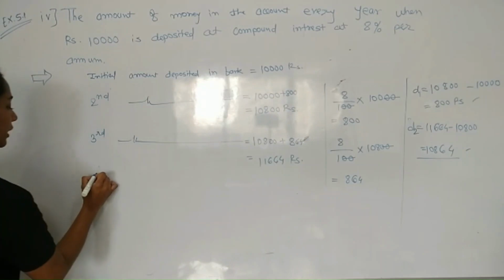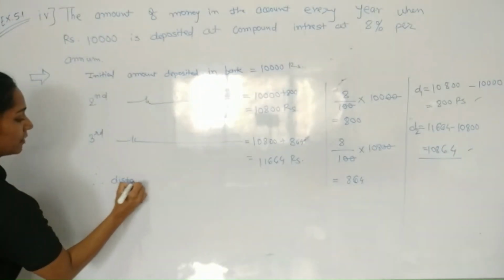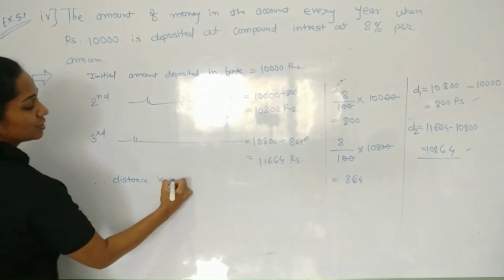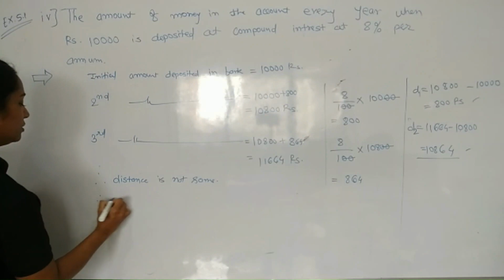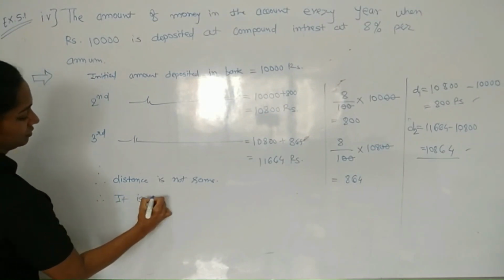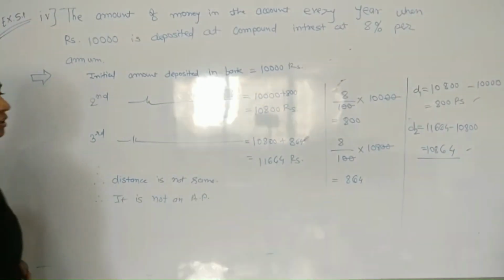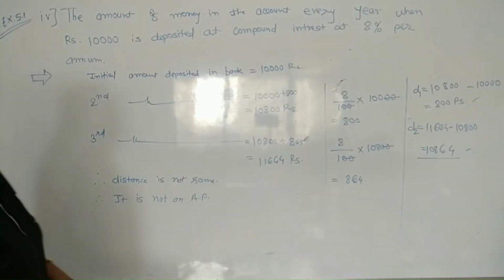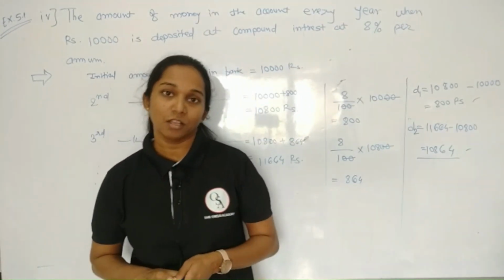So how can we write it down? Hence, the distance is not the same, so it is not an AP. Okay. So this is how we completed our question number 1 from exercise 5.1.